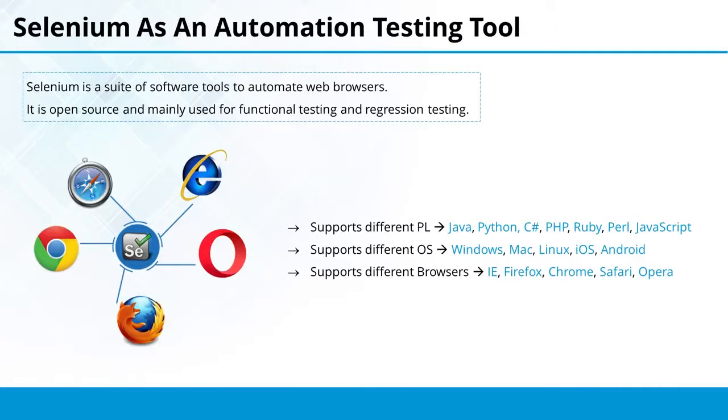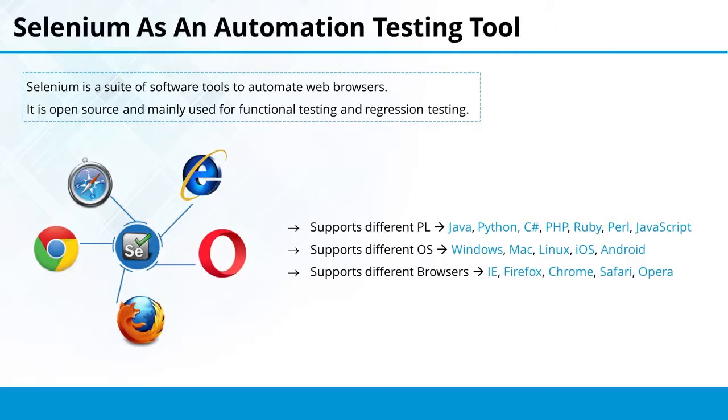Let's go to the next slide now. Selenium as an automation testing tool. Now, there are a number of tools being used in the market. Selenium is taking over all of them, believe me. There are certain plus points of Selenium which make it dominant over other tools in the market. Selenium is a suite of software tools to automate web browsers. It is open source and mainly used for functional testing and automation testing.